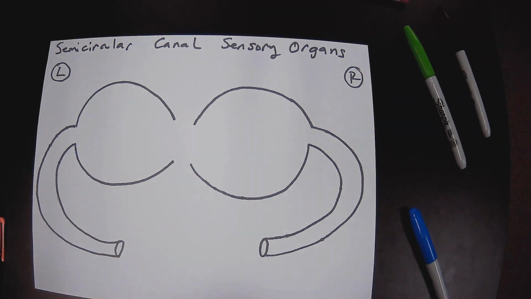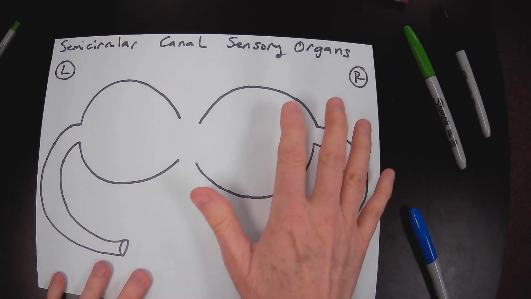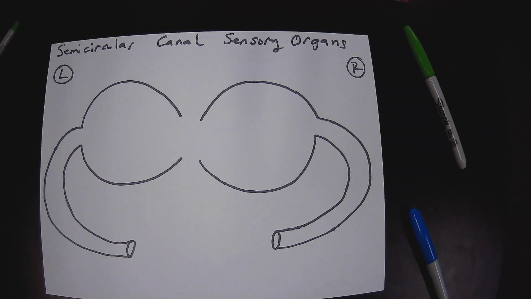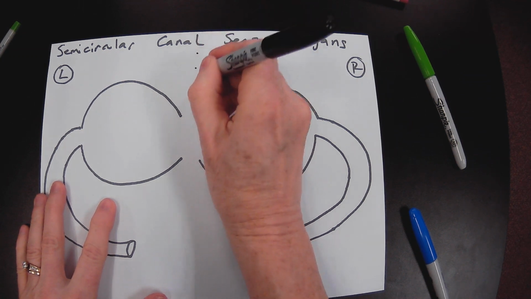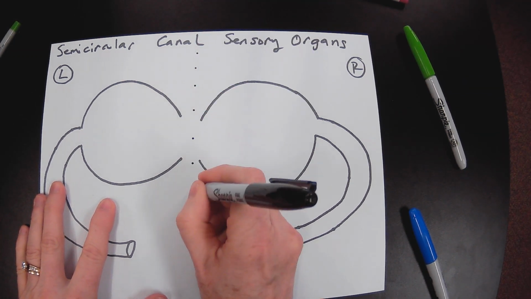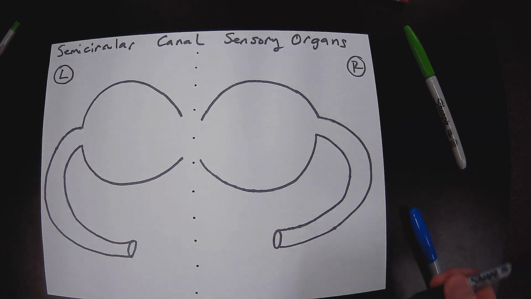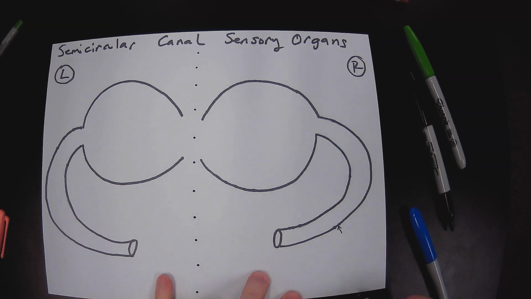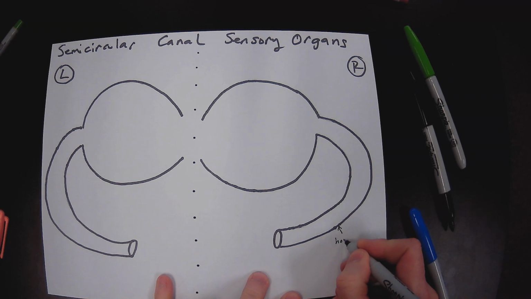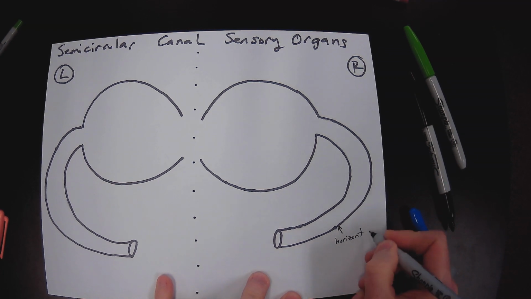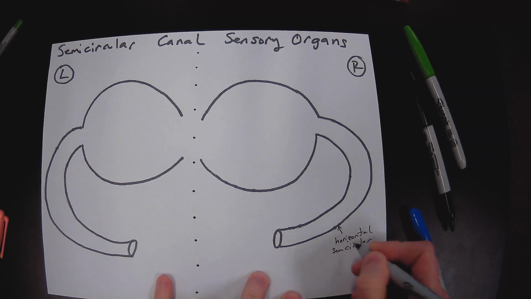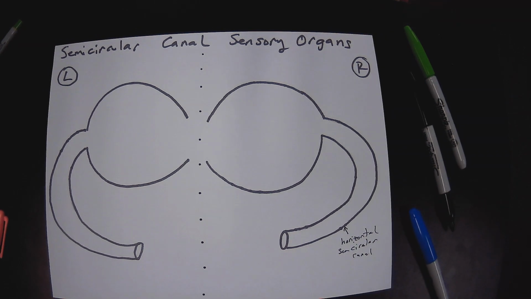All right. So I've labeled this as the right side and the left side. And just to make it easier to see, I'm going to start out here and just put a dividing line in the middle. What I've tried to do here is this is the horizontal canal from the right side. So this is my horizontal semicircular canal from the right side.